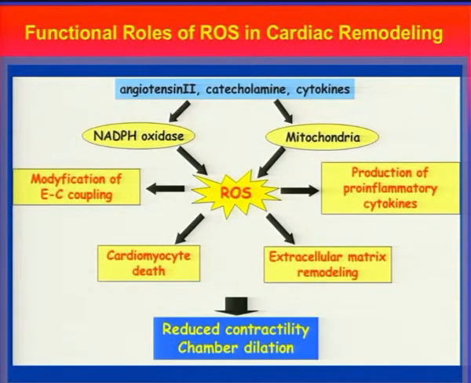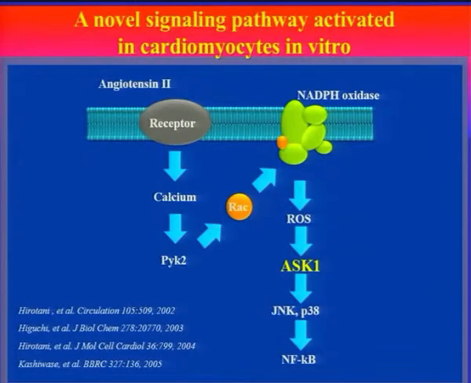And we have to think about reactive oxygen species as a key factor. Angiotensin, catecholamines or cytokines activate NADPH oxidase, a source of reactive oxygen species, and reactive oxygen species modify EC coupling and contractility, and cause cardiomyocyte cell death, extracellular matrix remodeling, and production of pro-inflammatory cytokines. So how to manipulate the ROS is very important.